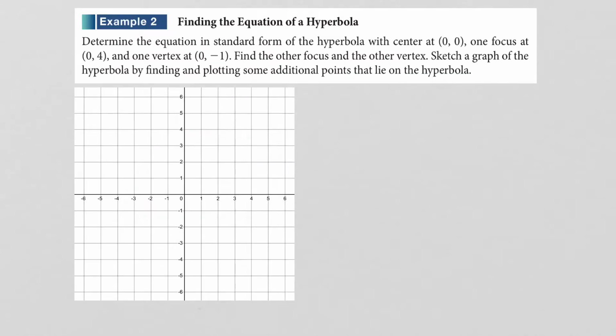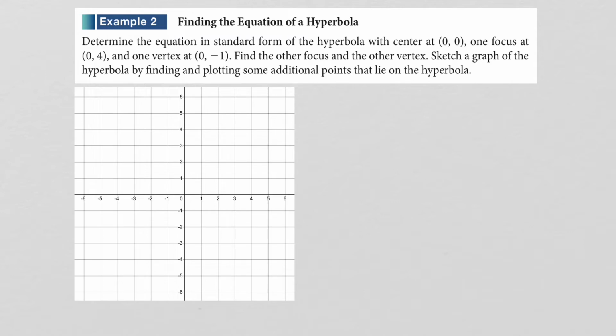In our next example, we want to find the equation of a hyperbola. It says determine the equation in standard form of the hyperbola with center at the origin, one focus at the point 0, 4, and one vertex at the point 0, negative 1. Find the other focus and the other vertex. Sketch the graph of the hyperbola by finding and plotting some additional points that lie on the hyperbola.